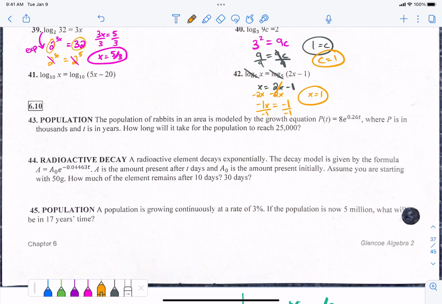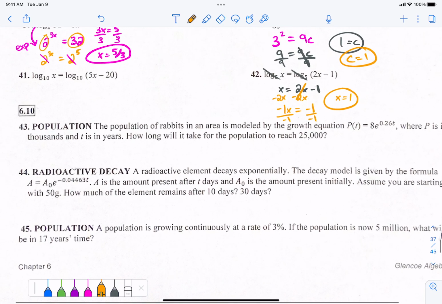Sorry. Okay. Are you guys ready for story problems? Should we do all 3 of them together? Yes? Okay. 43 is actually the hardest one of all of them. 44 and 45 are easy, okay?